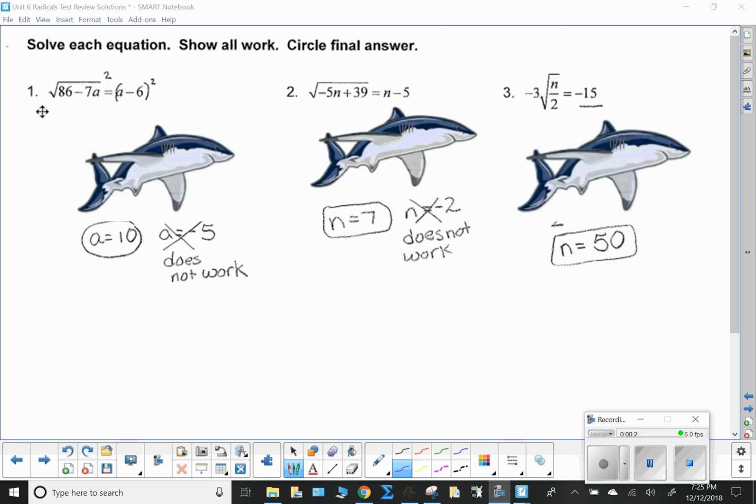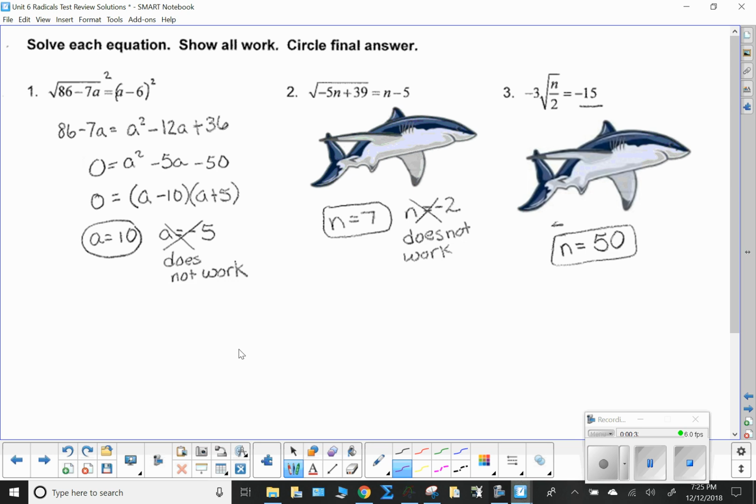To get rid of the radical, we have to square it, which means we must square the other side. We cannot just square the a and square the 6. We must square the expression. That means over here that this is a minus 6 times a minus 6. You get a squared minus 6a minus another 6a plus 36. There's your minus 12a.